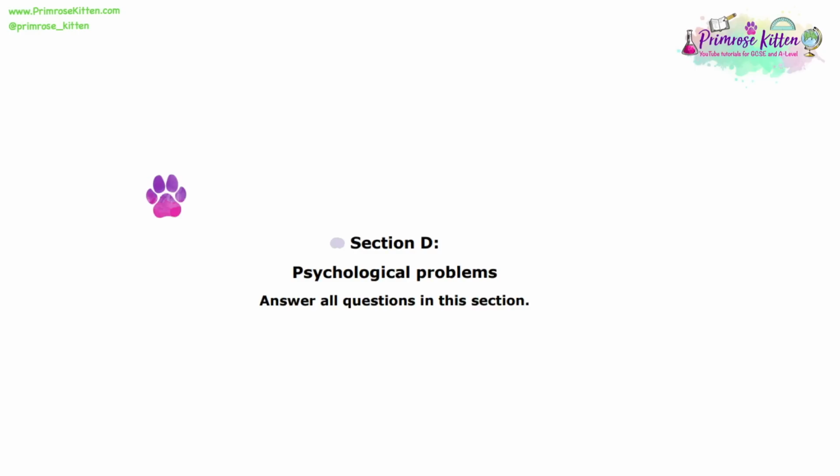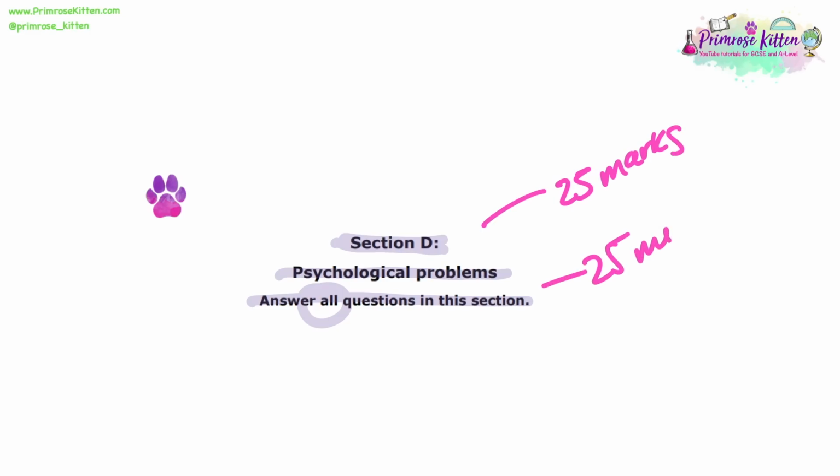This is Section D, Psychological Problems. Answer all questions in this section. There are 25 marks available, and in the exam you should aim to spend 25 minutes on this section.